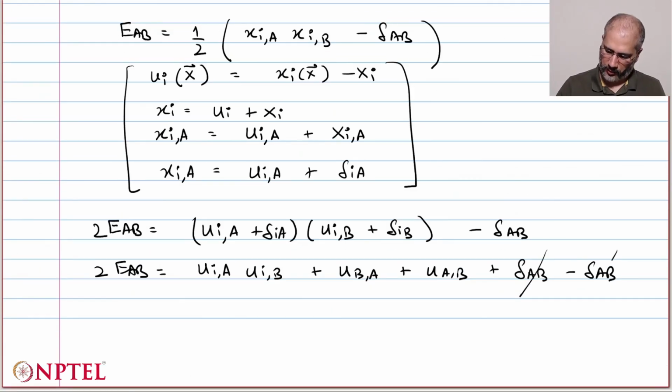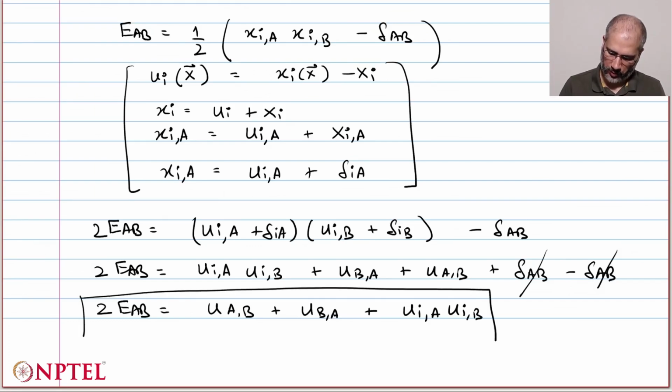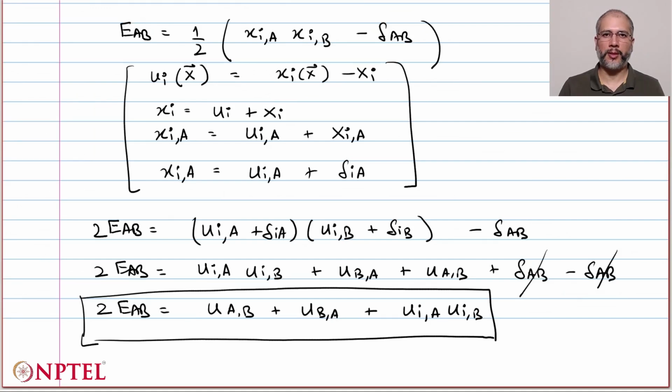So we can see that this cancels, and twice EAB can be written as UA,B plus UB,A plus the product term, which is UI,A times UI,B. So we'll box this, as this will be an important result which we'll be using later for defining a linearized strain tensor. So these are displacement gradients and not deformation gradients.